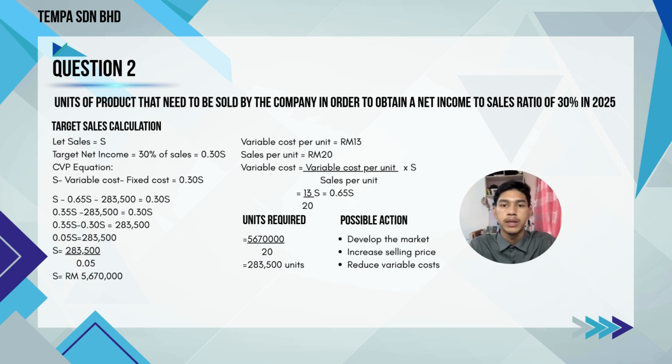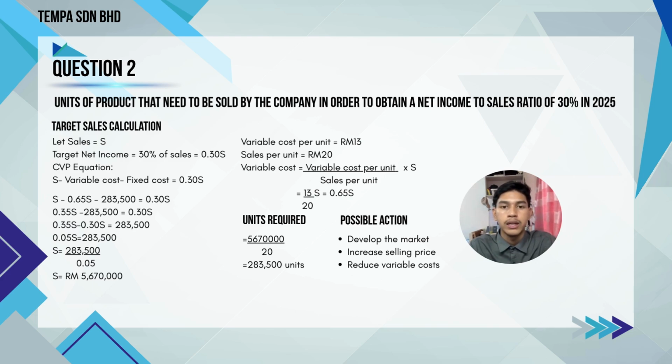For example, we can make a website for the product and sell it to the online platform and conduct more promotions and product sampling to attract more. Second one, we can increase the selling price, which is introduce the premium packaging or the larger serving size. And we can also improve product branding and quality to justify a higher price.